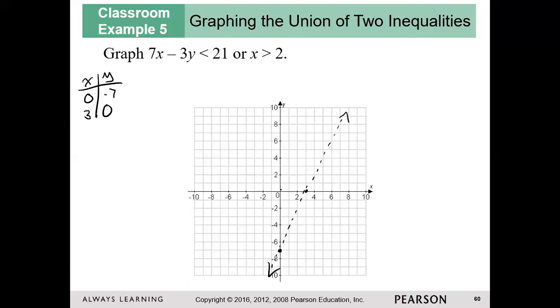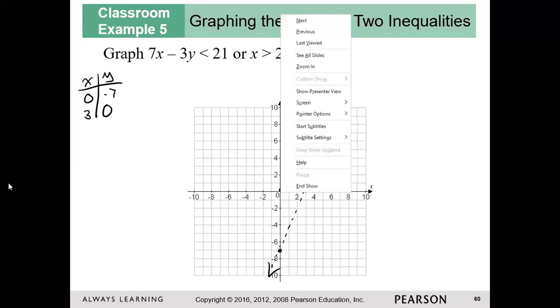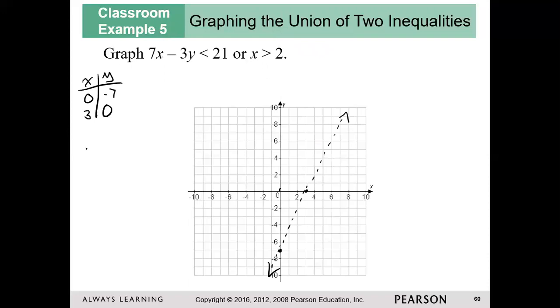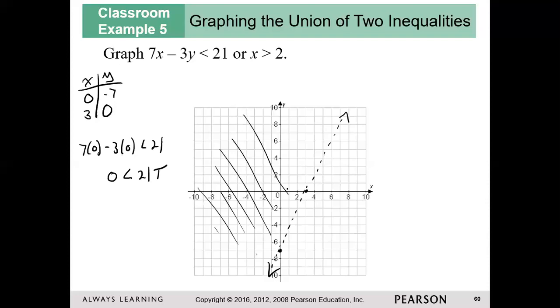And test point of 0, 0, right there. So let's do 7 times 0 minus 3 times 0 is less than 21. So is 0 less than 21? That is a true statement. So I'm going to shade everything on this side of that line. So everything here is getting shaded on this side.